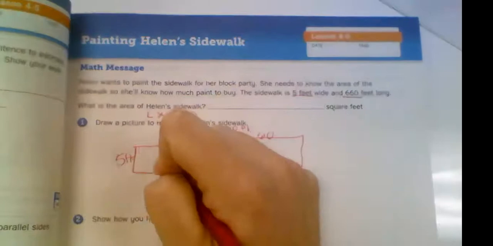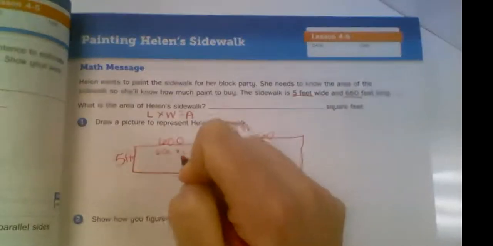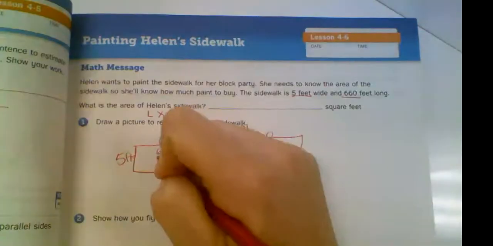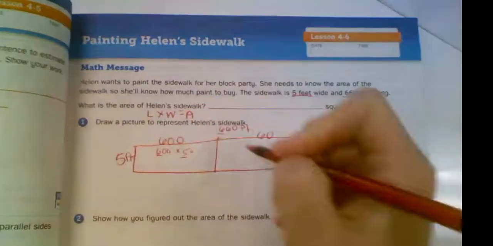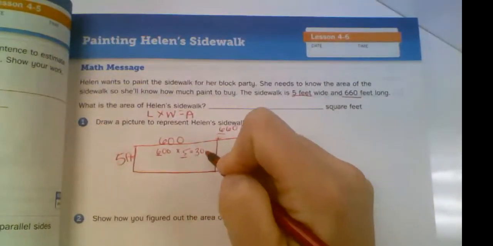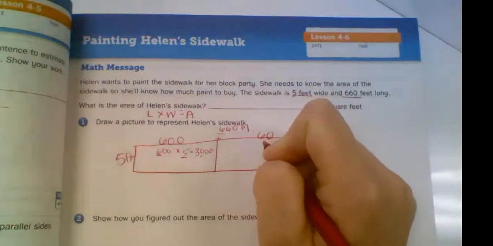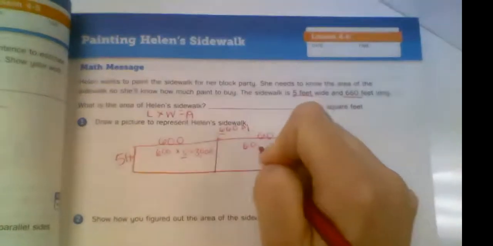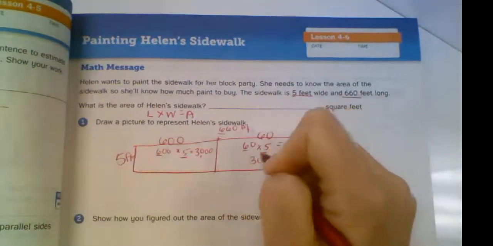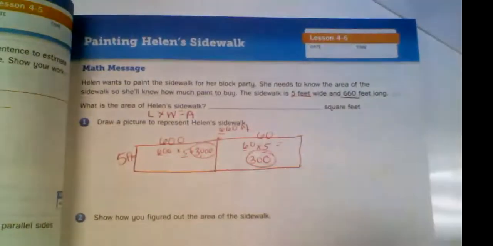Okay, so now I go 600 times, what's this number? 5 equals... Okay, so we take our friendly numbers. 6 times 5 equals 30. And how many zeros? 1, 2, and nothing behind here. So we go 2 more. 1, 2, 3,000. Now we take this number, 60, whatever's on top, times whatever's on the side, times 5 equals 6 times 5, friendly numbers, 30. How many zeros? 1. So we add 1 more 0. So now we add these two numbers together.